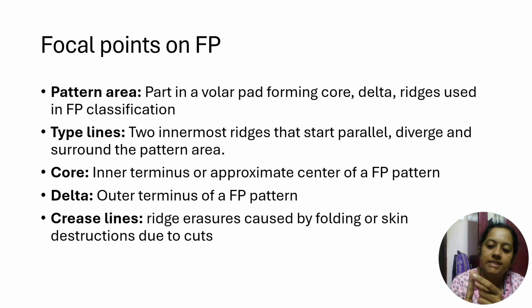Core means, at the tip of the fingertip you can see a pattern which is all wound up at a part. That is called the core. Delta is a triangular pattern which will look like an outer terminus of a fingerprint pattern. Crease lines are the ridge erasures which are caused by folding of skin, where you can see all the crease lines over here at the side of the palm.